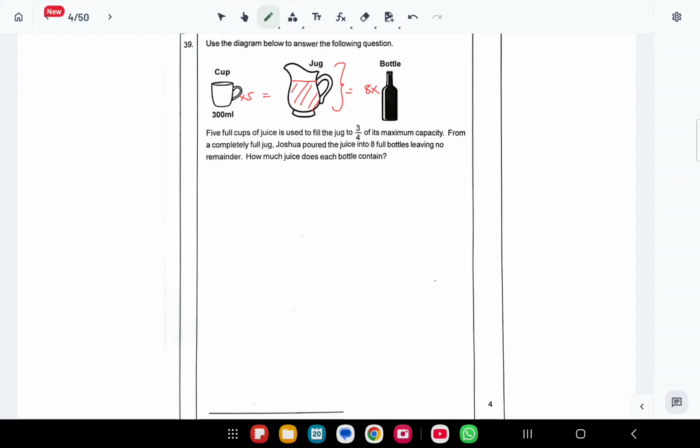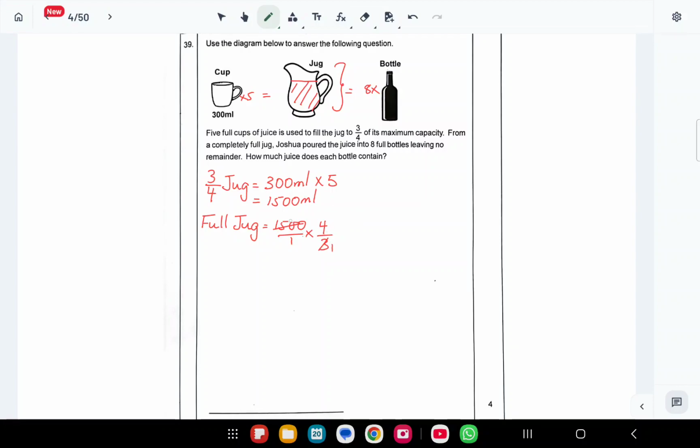So first, we want to know how much is 3/4 of the jug. So 3/4 jug is equal to 5 of the cups, and one of the cup is 300 mLs. So 300 multiplied by 5, that will give us 1,500 milliliters. So we know a fraction and the quantity it is equal to. So to calculate the total capacity of the jug, a full jug, will be the quantity given multiplied by the invert of the fraction, which is 3/4. So that inverted will be 4/3.